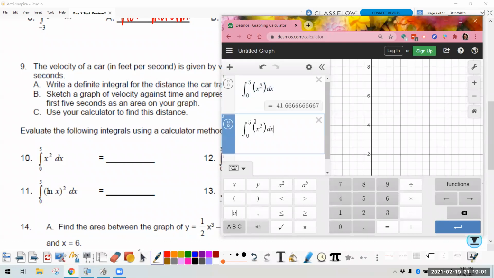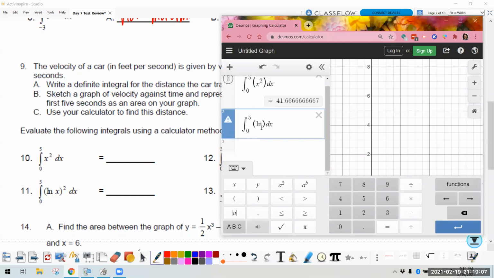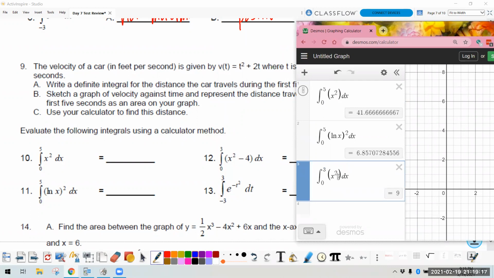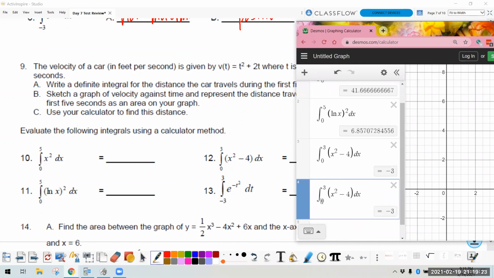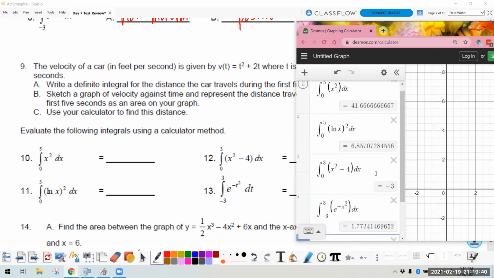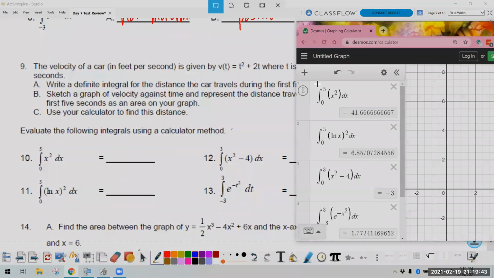Then I'm going to copy and paste that, Control C, Control V, and change the function. What else we got? 0 to 3. E to the negative, and I'm just going to use x, because I already have dx. And check that out. I got all 4 of my answers. Copy and paste.